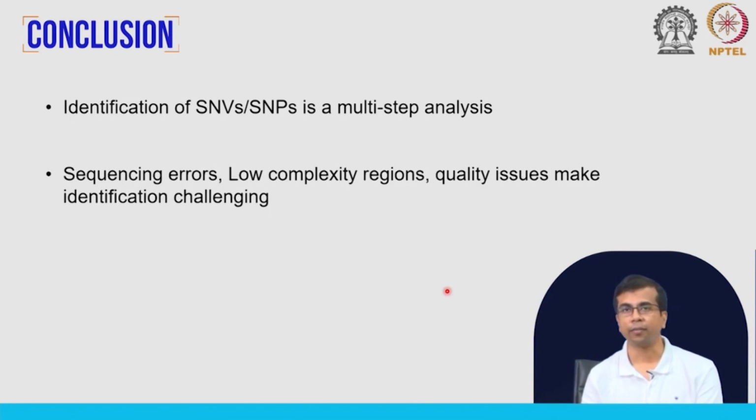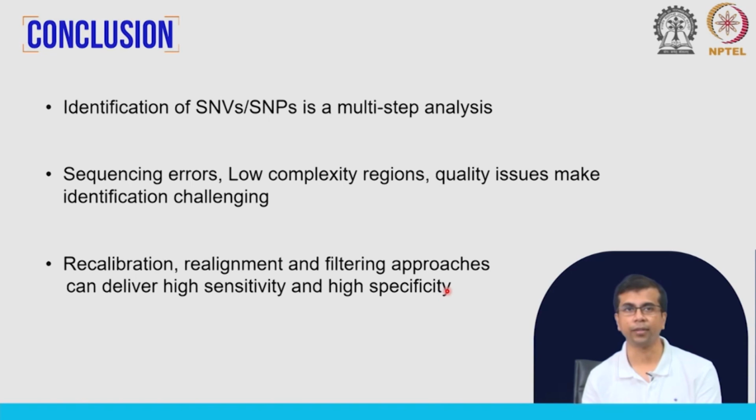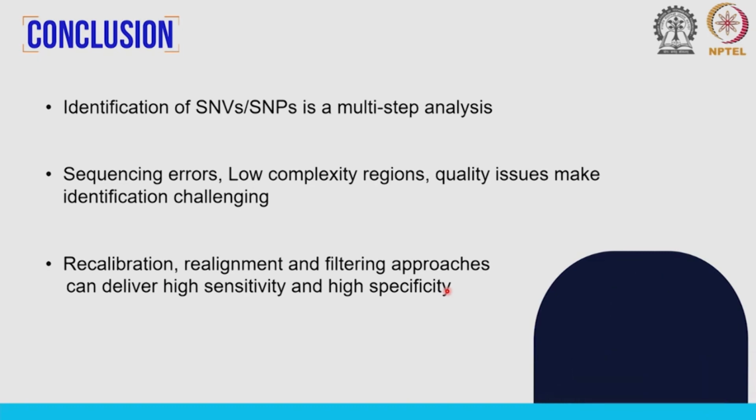Here are some challenges that we talked about. We have sequencing errors, low complexity regions, and quality scores. Each of these factors will contribute to false positive calls, so you have to be very careful and mindful of each of them when you are doing the variant calling analysis. And of course, we have talked about recalibration, realignment and filtering approaches that counter these biases, and they can deliver high sensitivity and high specificity variants.